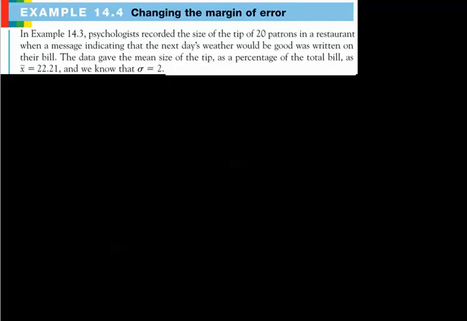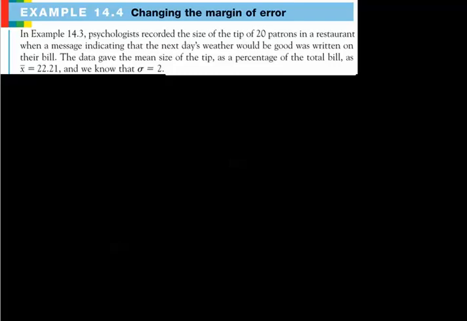In this video, we're going to talk about example 14.4 from our textbook, changing the margin of error. We're going to continue using the same information we had in 14.3 and in earlier problems, where we're looking at the tip messages, the good weather, bad weather, no weather, that were left on the bills of 20 patrons, 20 for each, and comparing what's going on with those. We're going to explore what happens to the margin of error as the confidence level is changed.